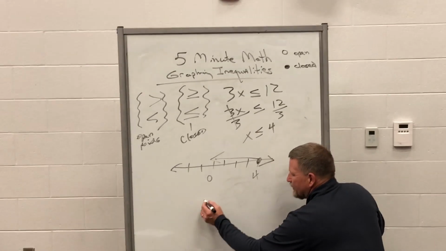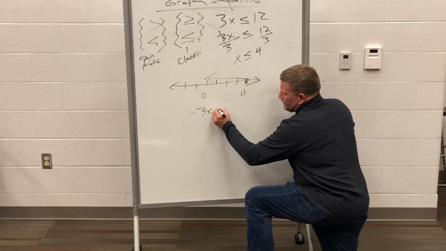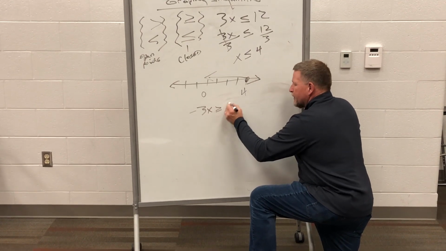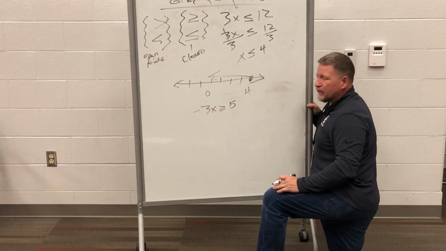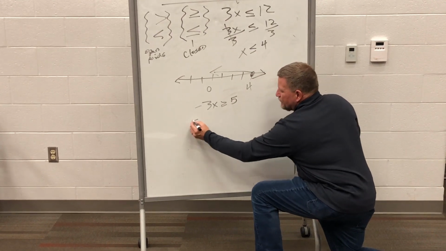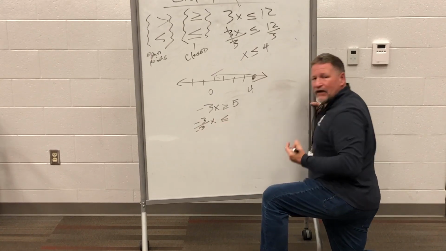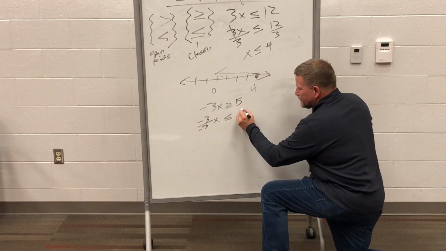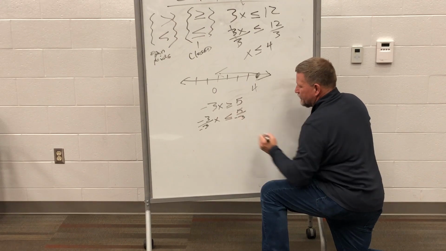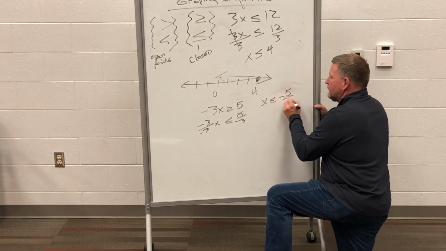Let's say I've got negative 3x is greater than or equal to 5. Not ready to graph it yet. We want to get the solution first. So I've got to divide both sides by negative 3. When I do that, I flip that sign. I get 5 divided by negative 3, so x is less than or equal to negative 5/3.